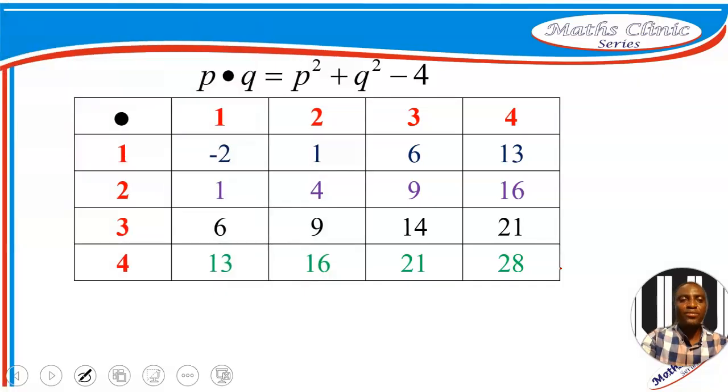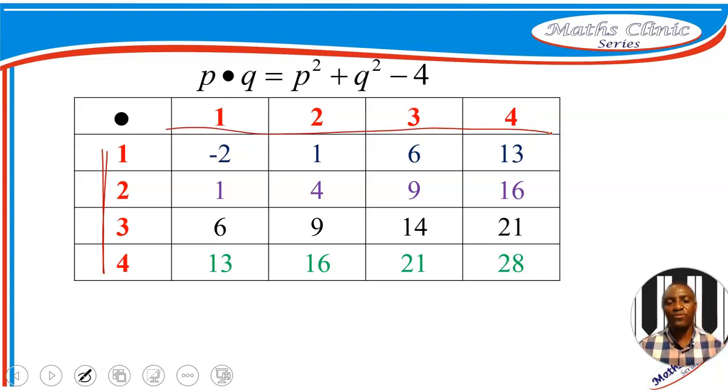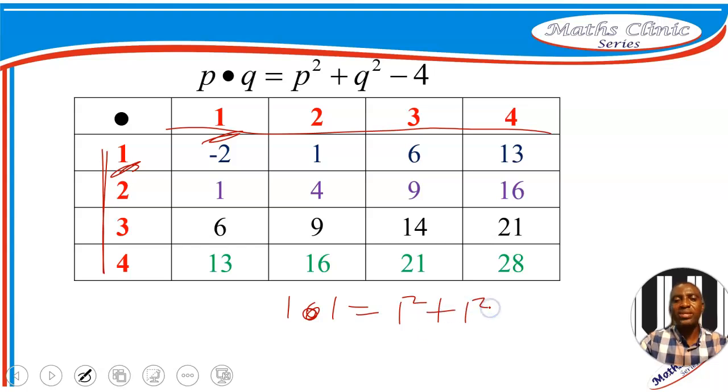Watch it. I have these numbers here, which is the set A, which is 1, 2, 3, 4. Then the same set goes to the horizontal as 1, 2, 3, 4 repeated. Now I'm going to pick one operation 1. One operation 1 means I have 1 dot 1, which is equal to 1 squared plus another 1 squared minus 4. 1 squared plus 1 squared will just give me 2. 2 minus 4 will give me negative 2, so I write it here.